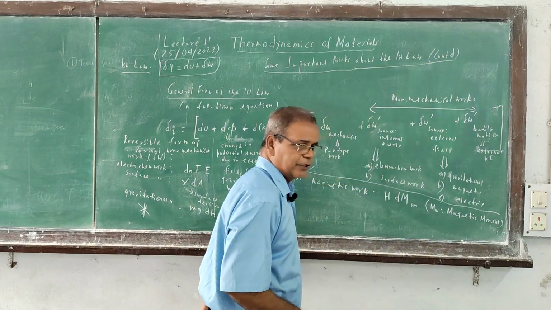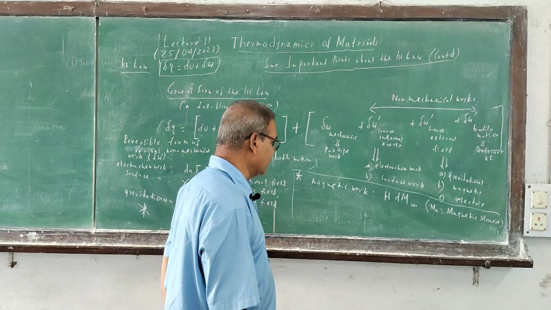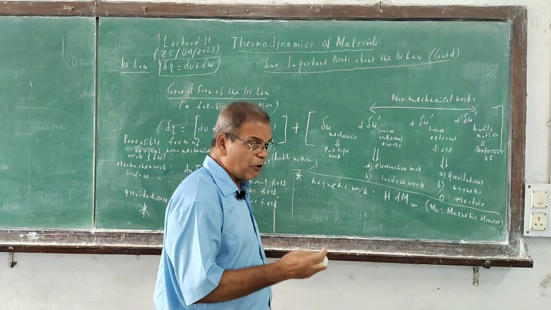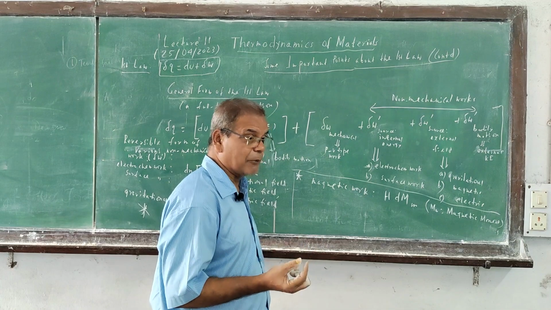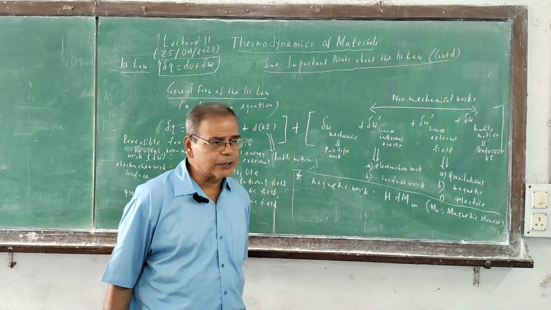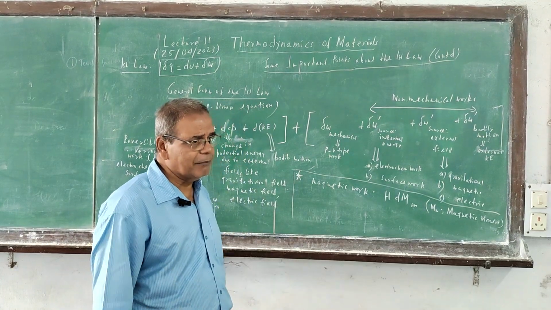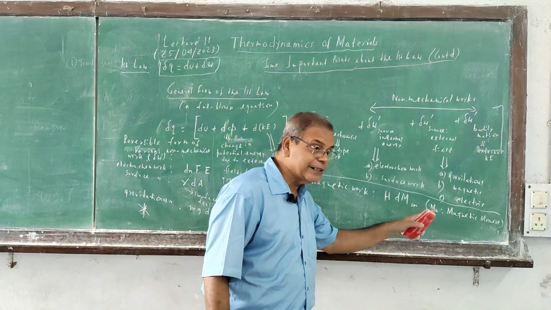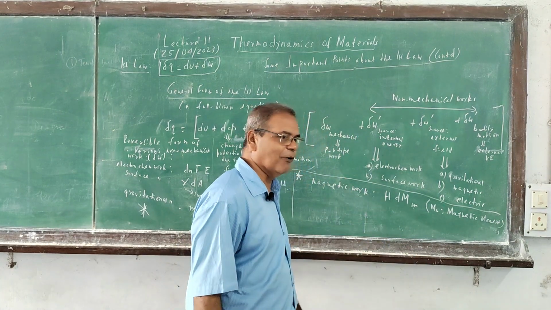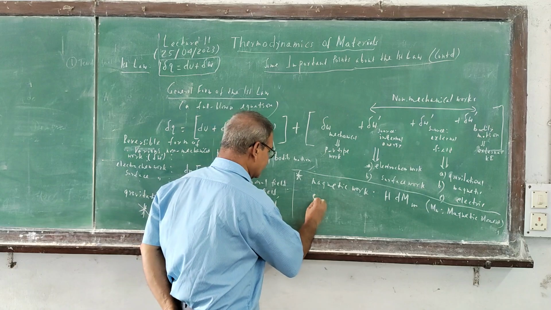Change in the magnetic moment. You actually come across this magnetic moment when you magnetize a body, magnetize a substance. You increase the pole strength. You remember, magnetic moment is pole strength times the length of the magnet. So increasing the pole strength means magnetization. So this work is involved.